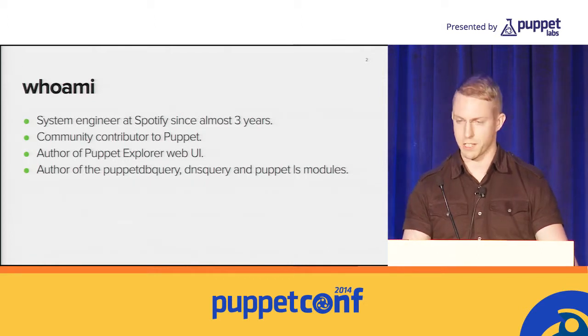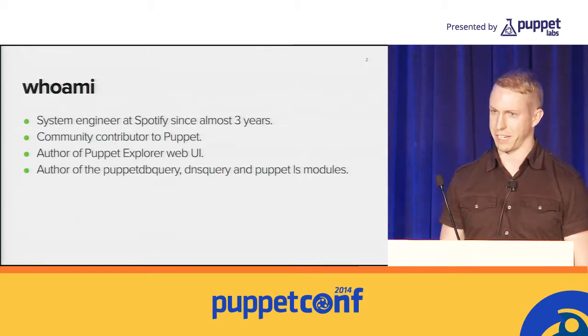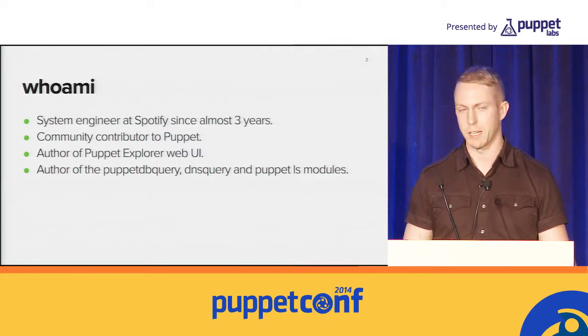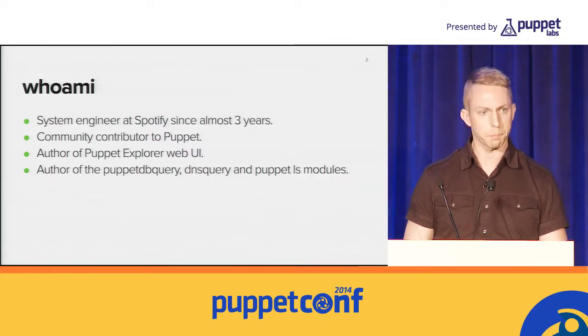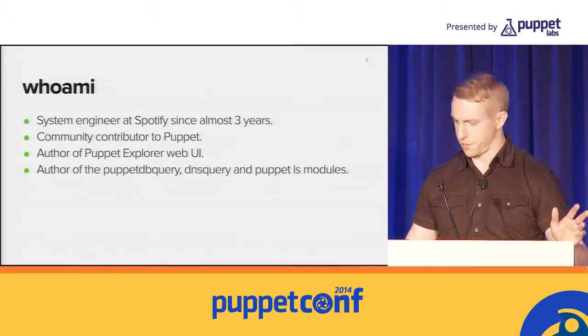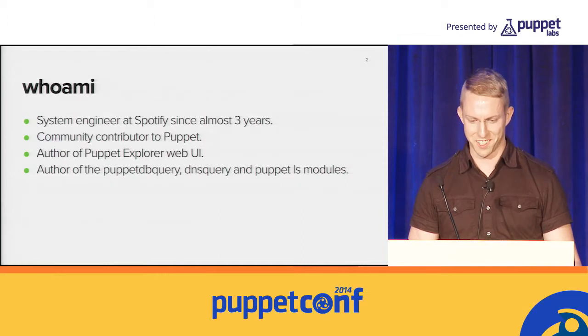You can do DNS queries from inside Puppet manifests. PuppetLS, which is a utility for listing files handled by Puppet, and also a bunch of various fixes in Puppet, Facter, PuppetDB, that sort of stuff. And as you heard, I won that award as well, so known for many things in this community, I guess.